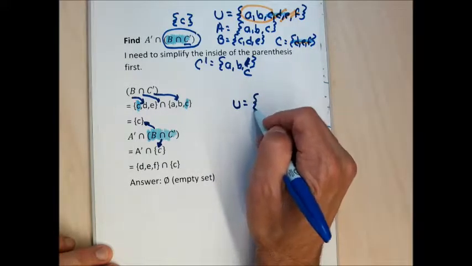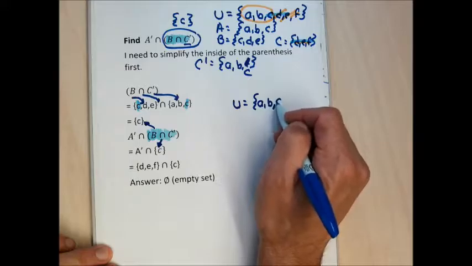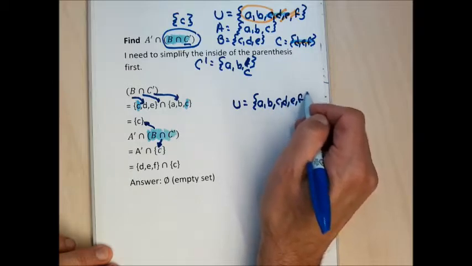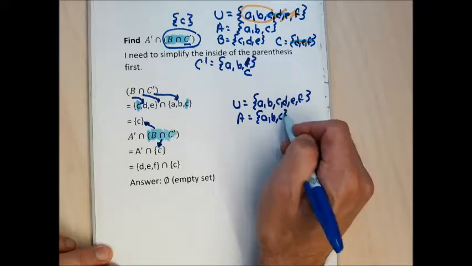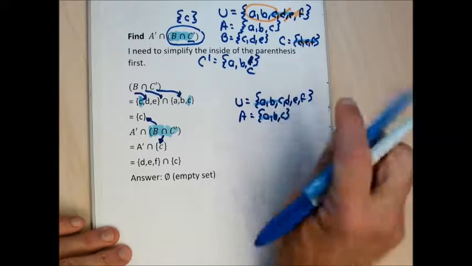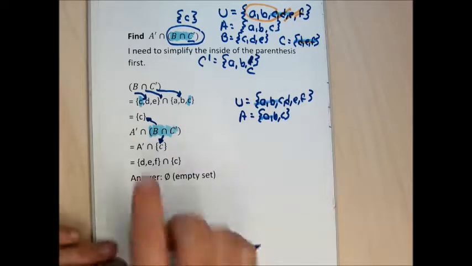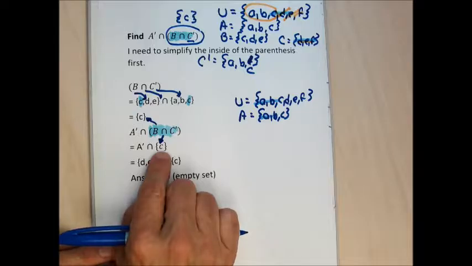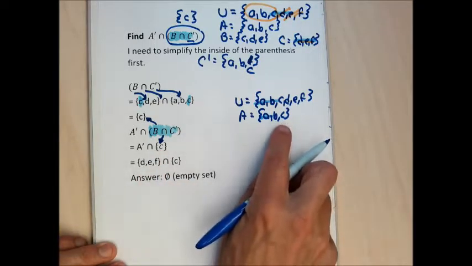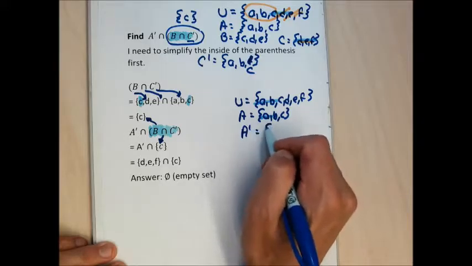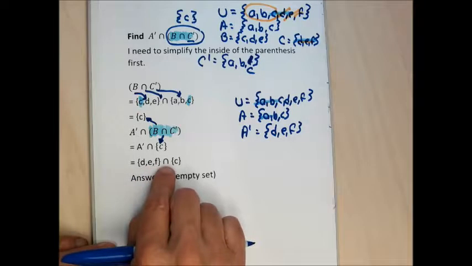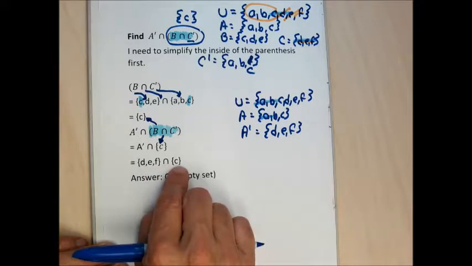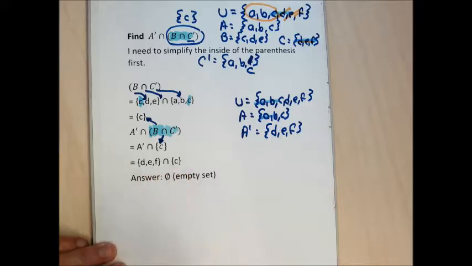The universal set has the letters A, B, C, D, E, and F. A has the letters A, B, and C in it, so A complement is going to have D, E, and F. So when I'm intersecting A complement with B intersection C complement, I'm taking the set A complement, which is the set D, E, and F, and intersecting that with what B intersection C complement is. When I look at those two sets, they don't have anything in common. So my answer is what they have in common.